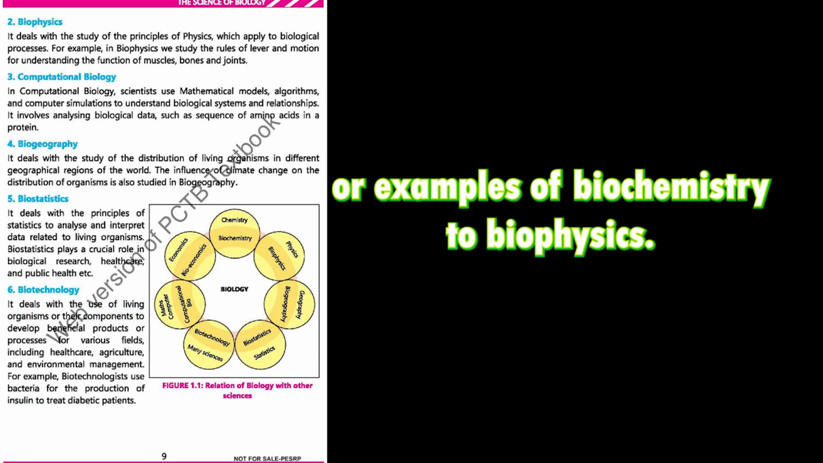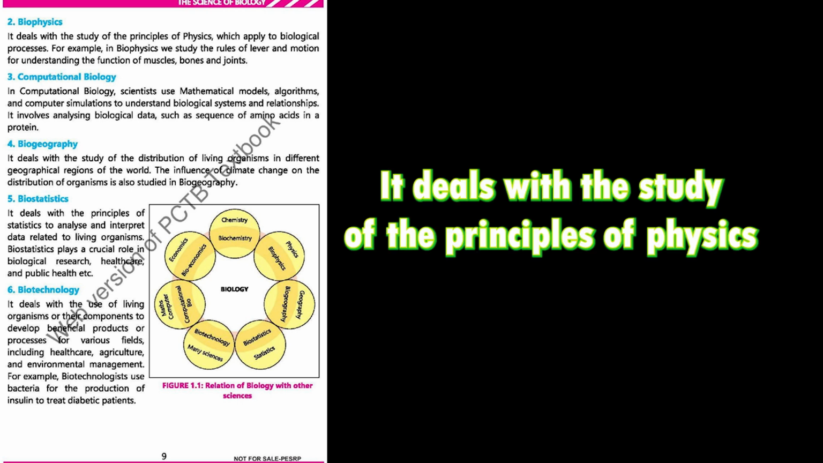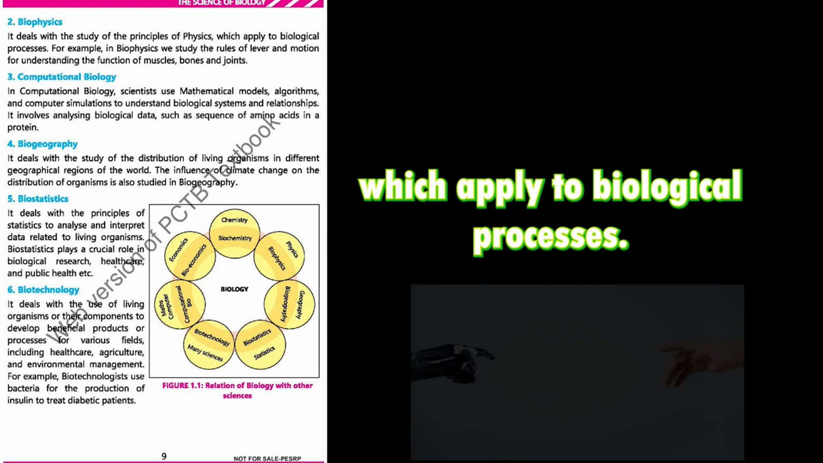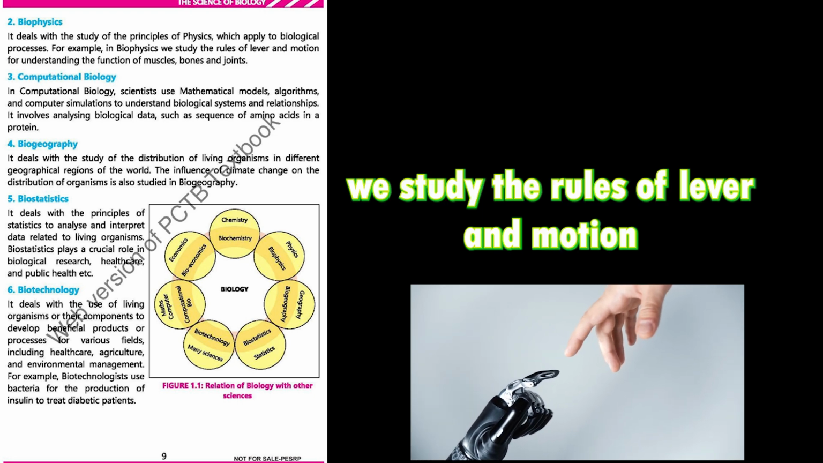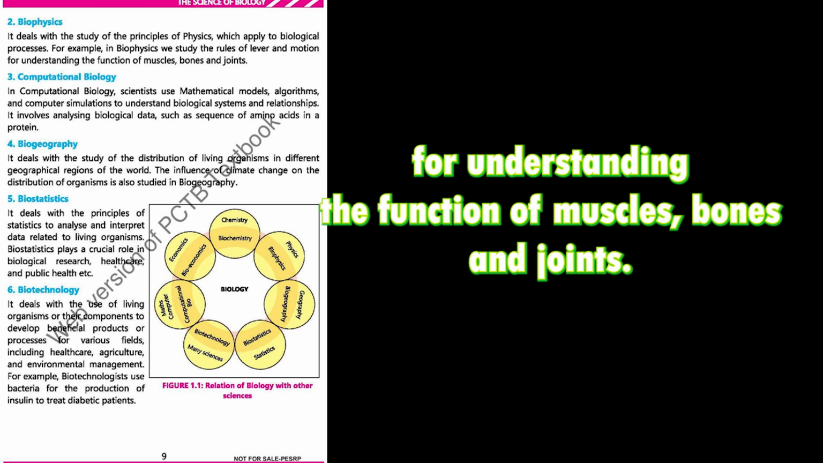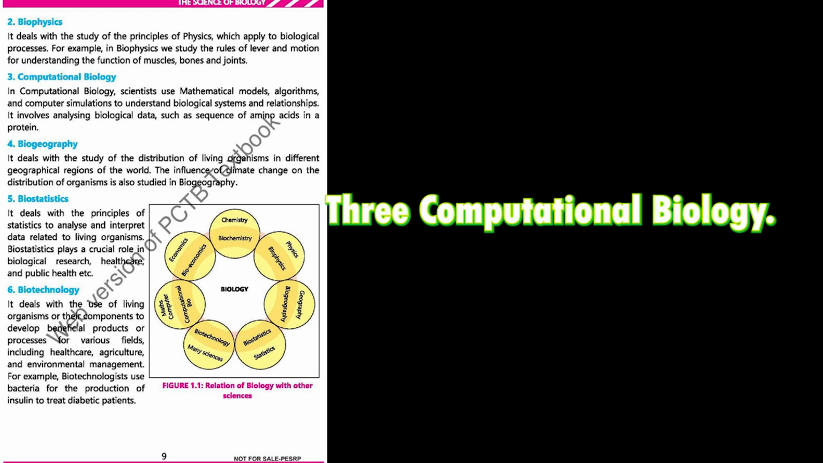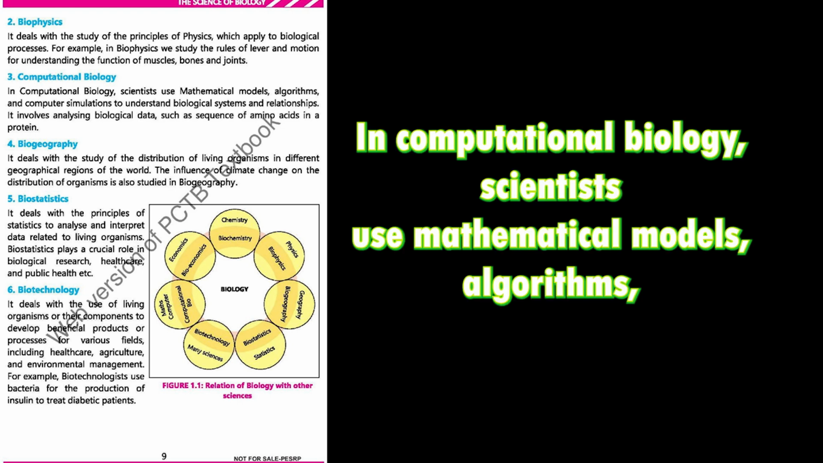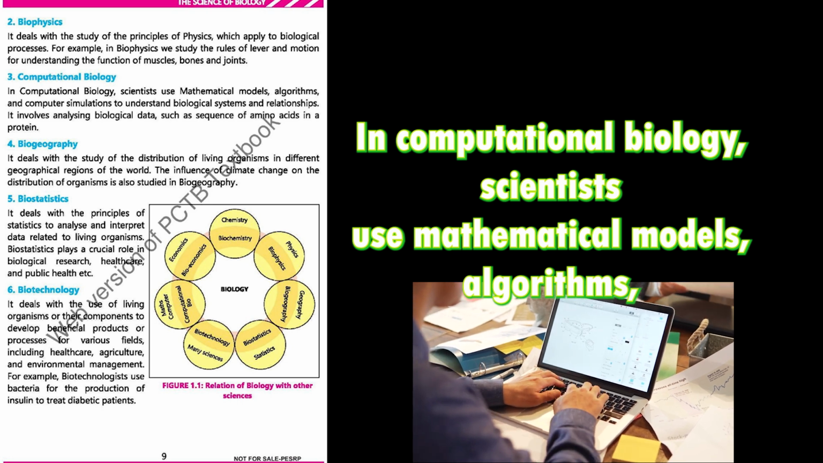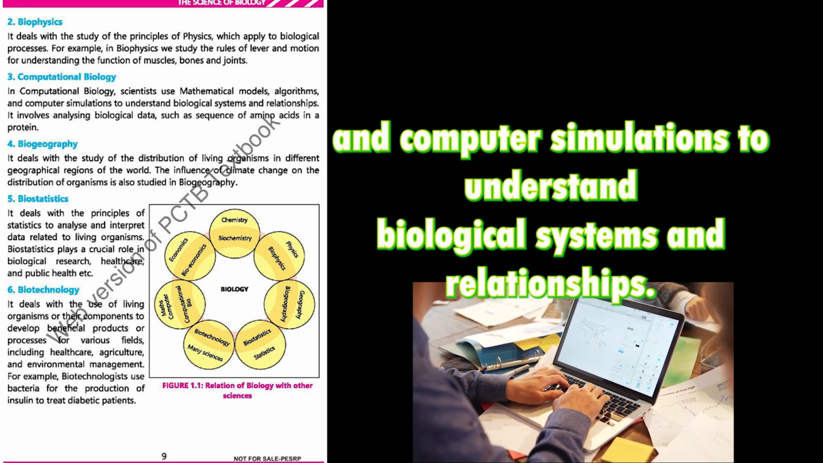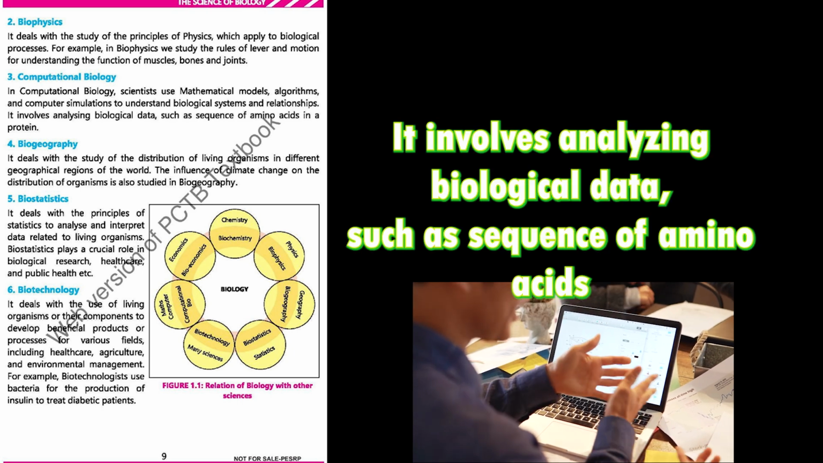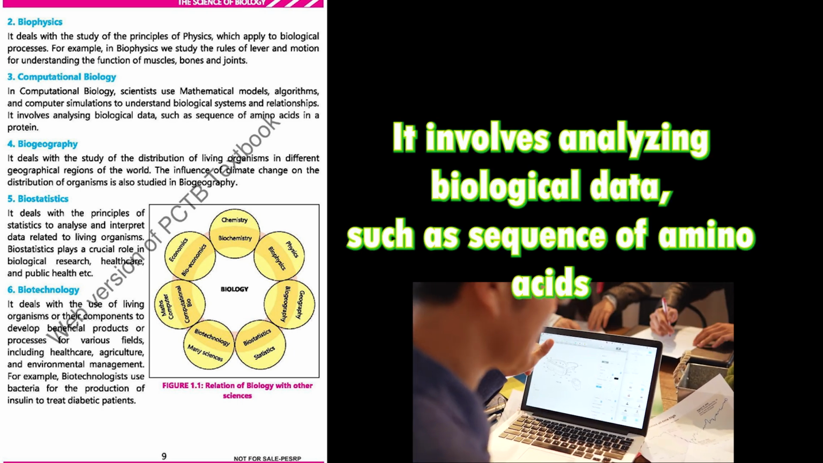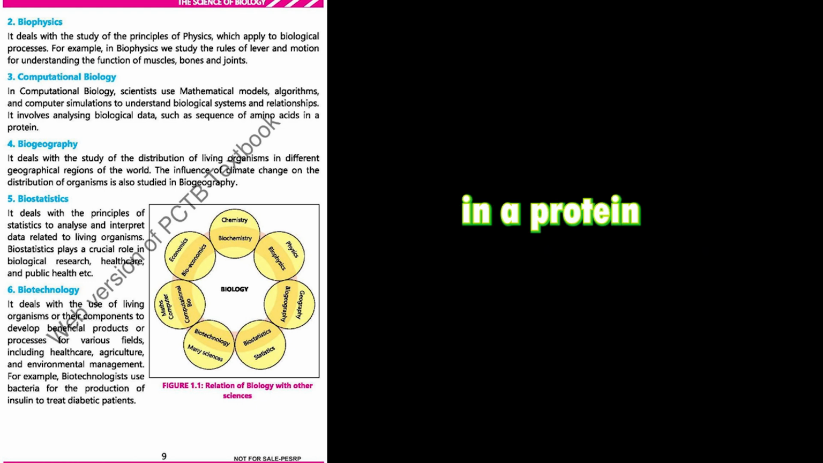2. Biophysics. It deals with the study of the principles of physics which apply to biological processes. For example, in biophysics, we study the rules of lever and motion for understanding the function of muscles, bones, and joints. 3. Computational biology. In computational biology, scientists use mathematical models, algorithms, and computer simulations to understand biological systems and relationships. It involves analyzing biological data, such as sequence of amino acids in a protein.